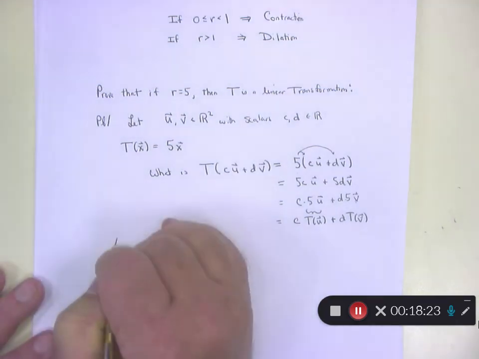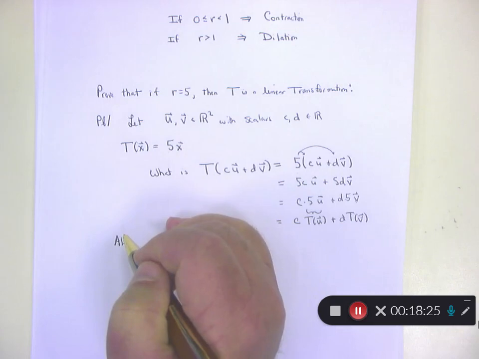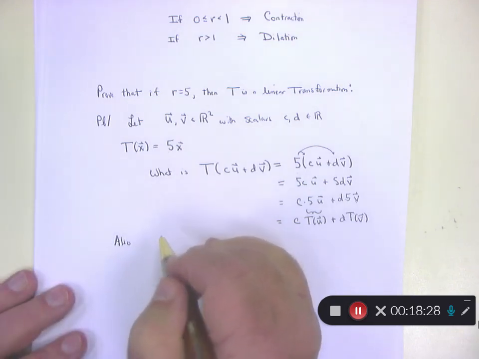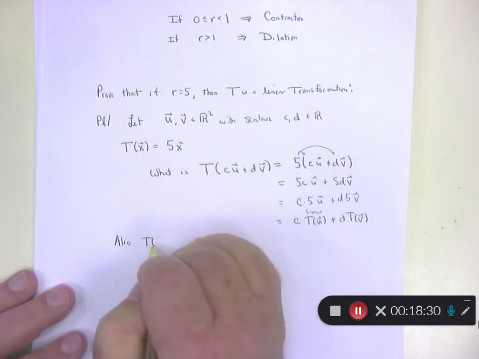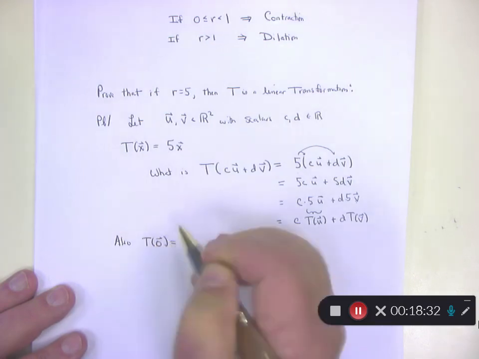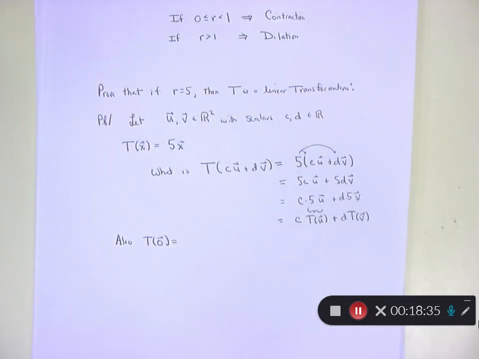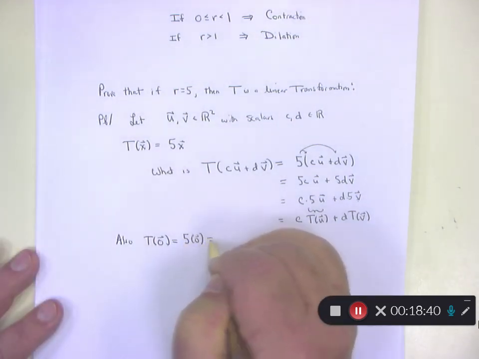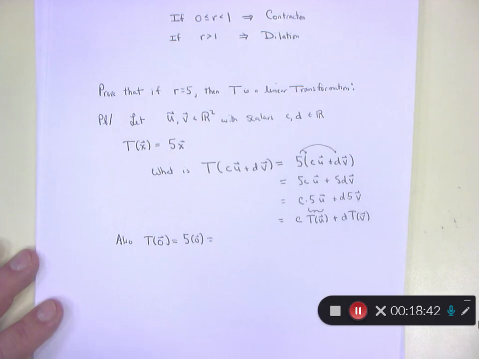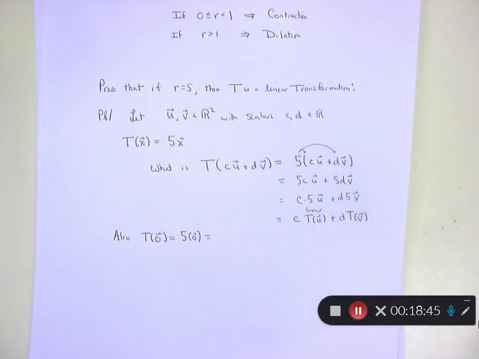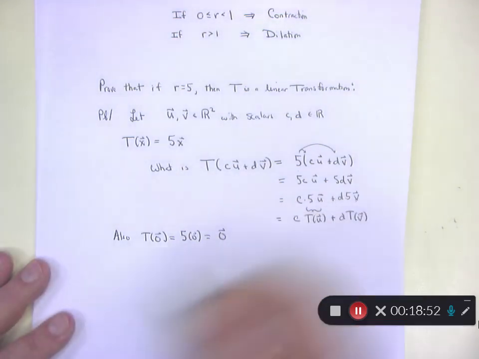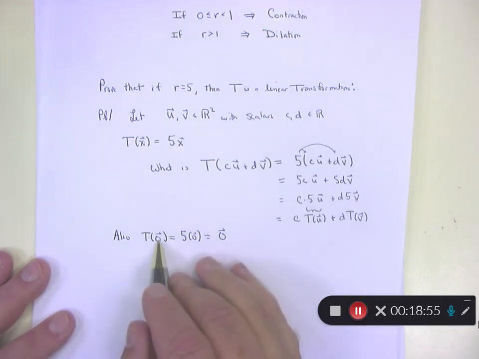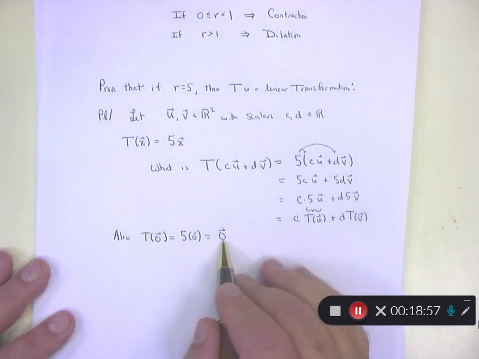Also, what would T of the 0 vector be? According to the math, what is that equal to? 5 times the 0 vector. And what do you get with 5 times the 0 vector? That means every component is going to be multiplied by 5. But on the 0 vector, every component is 0, and 0 times 5 is 0. So I'm going to get the 0 vector back again. So T of 0 vector is equal to 0 vector.